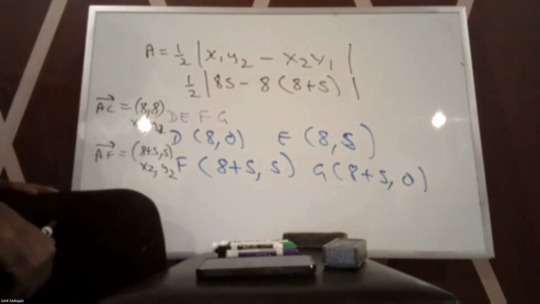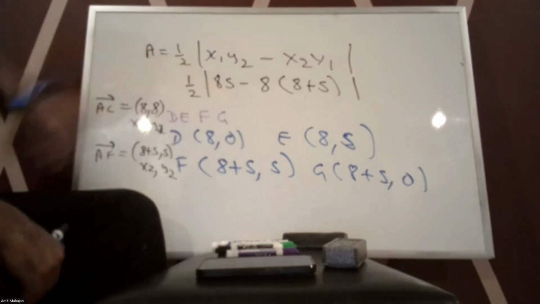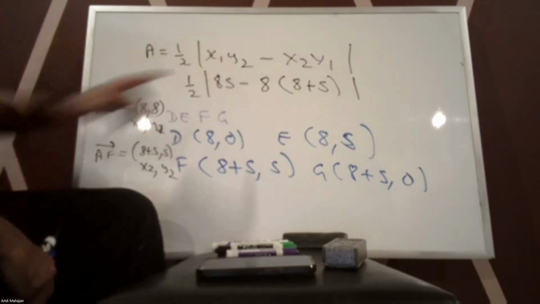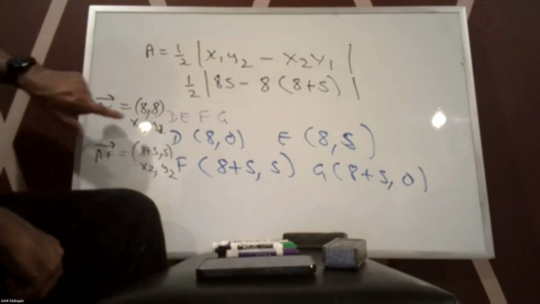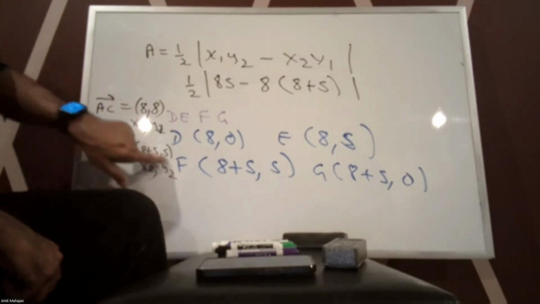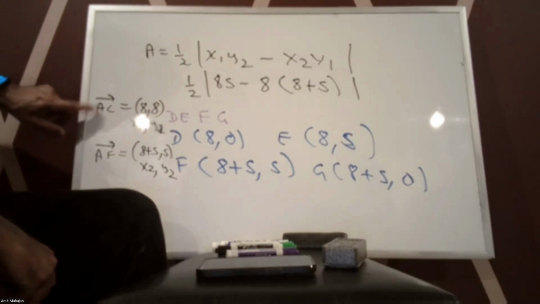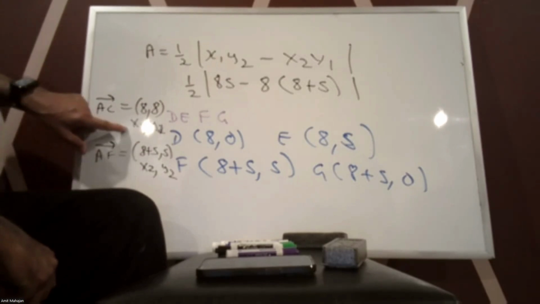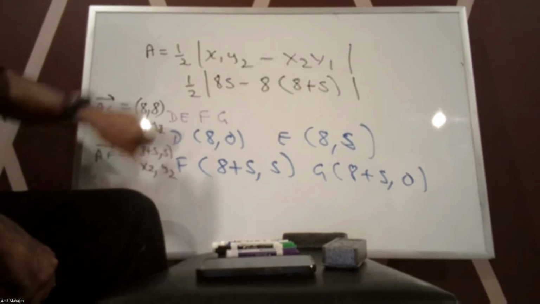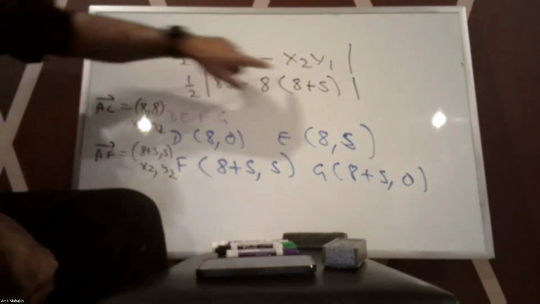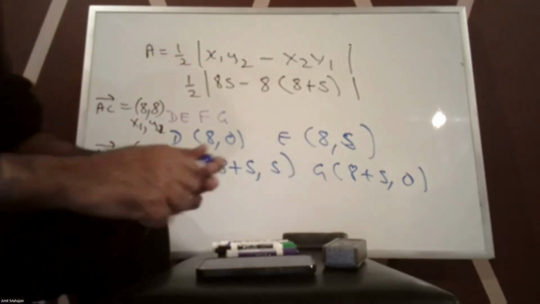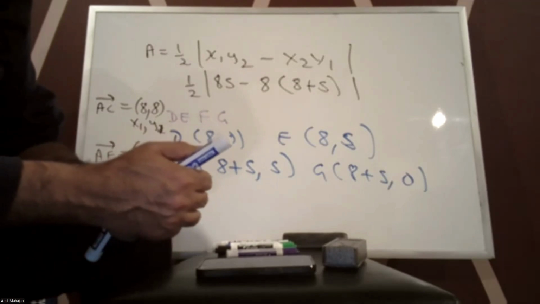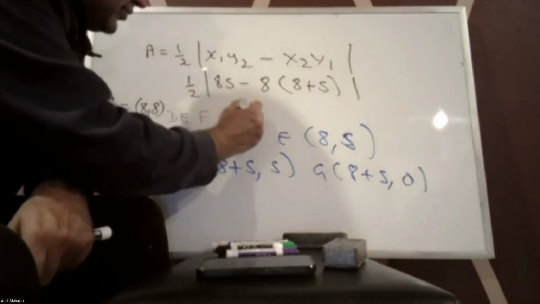Satvik, how did I get this 8s? This is x1 times y2. How did I get 8s? What was x1? 8. What was y2? S. We wrote it down. Remember you told me the coordinates for AC and AF, two vectors. So I had x1 as 8, y2 was s. 8 times s is 8s. Then I had x2 as 8 plus s, and y1 is 8. Now, Satvik, do me a favor. Can I say it is 1/2 of 64?